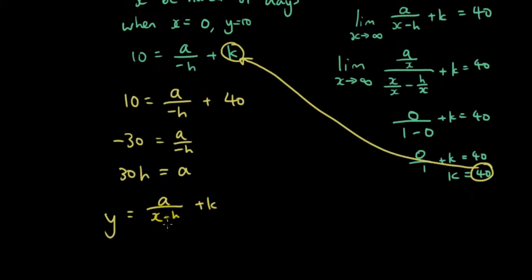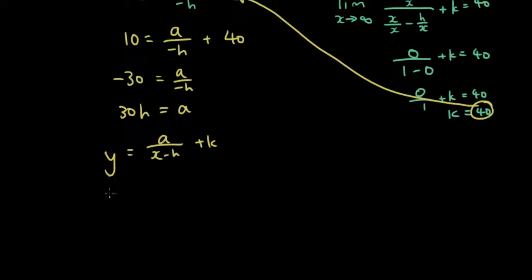And I'm going to put 30h where a is, and x minus h, and k is 40. Okay, so now I just have one last variable to find, and that's h.